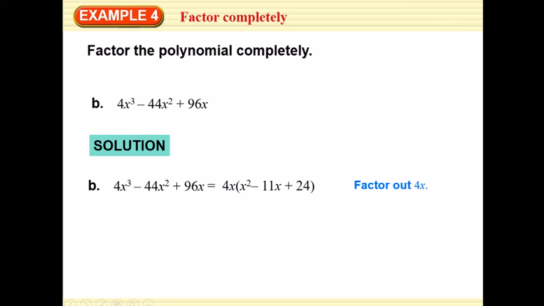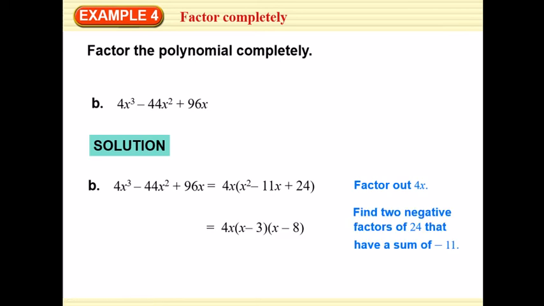Each of those terms has a 4x in common, so I factor out a 4x. Then I can split up that 24. What multiplies to 24 and adds to -11? That was -3 and -8. Do keep in mind that these signs have a dog in the fight. That means both of the signs are going to be negative. So would you check that out? 2 negative signs.